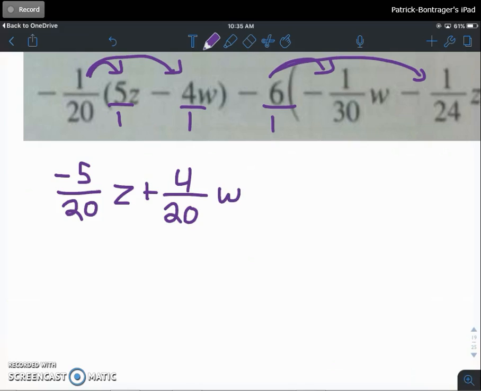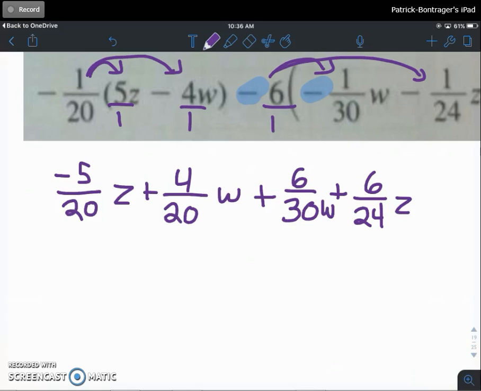And then it's going to be negative 6 times negative 1/30, which is a negative times a negative, which is also going to be a positive. So I'm going to get positive 6/30. And I'm going to get negative times negative, which would be a positive again, so positive 6/24. And I forgot my W and my Z.